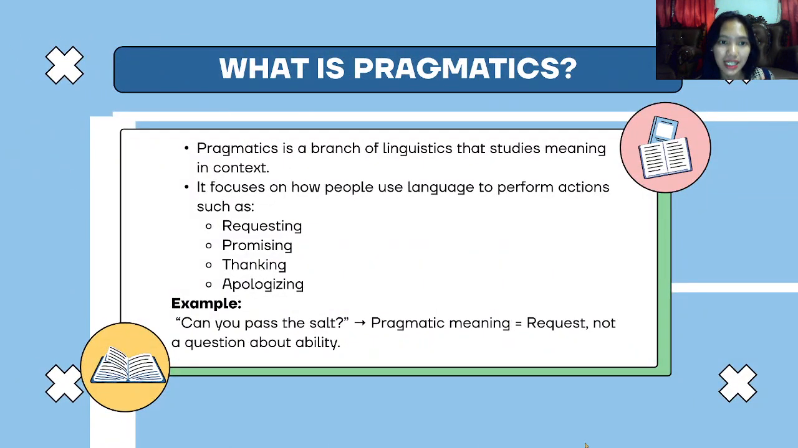What is pragmatics? Pragmatics is a branch of linguistics that studies meaning in context. It focuses on how people use language to perform actions such as requesting, promising, thanking, apologizing. Example: can you pass the salt? Pragmatic meaning: request, not a question about ability.